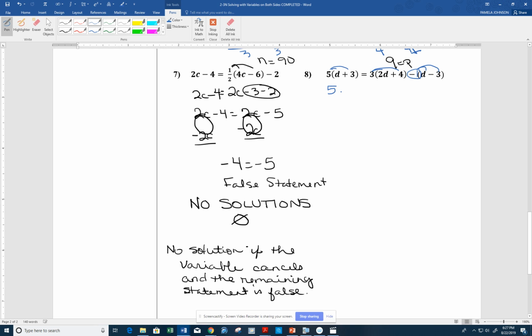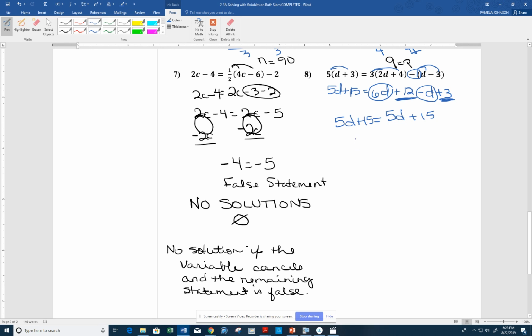So I'm going to have 5d plus 15 equals 6d plus 12 minus d plus 3. Now really all this negative 1 did right here was just change both of these signs. It didn't change the values, just change their signs. Now I have like terms on the right side here. I have 6d and negative 1d that I can combine. That'll give me a 5d. I have this plus 12 and this plus 3 that I can combine. That's going to give me a plus 15. And on the left side, I have 5d plus 15.